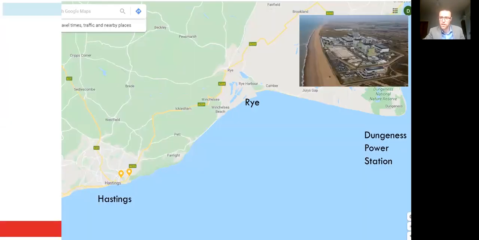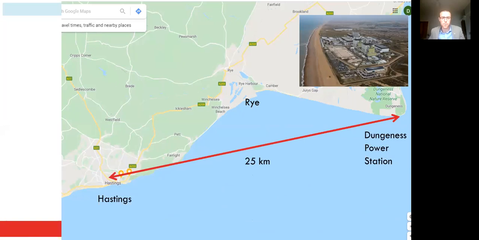Just to let you know where it is, how close we are. There's Dungeness. Here it is, it's the other side of Rye from us. There's the power station. It's about 25 kilometers away from Hastings, which sounds like a long way, but really in the grand scheme of things isn't.